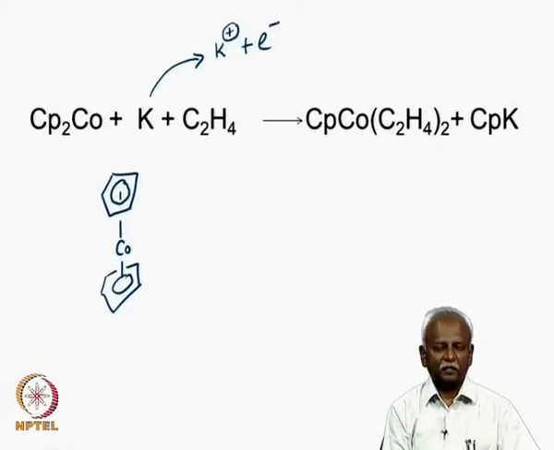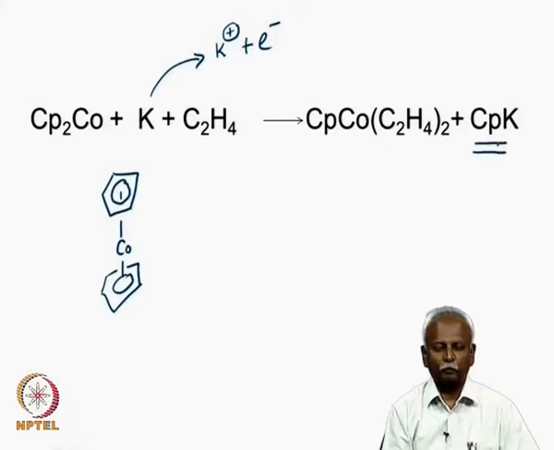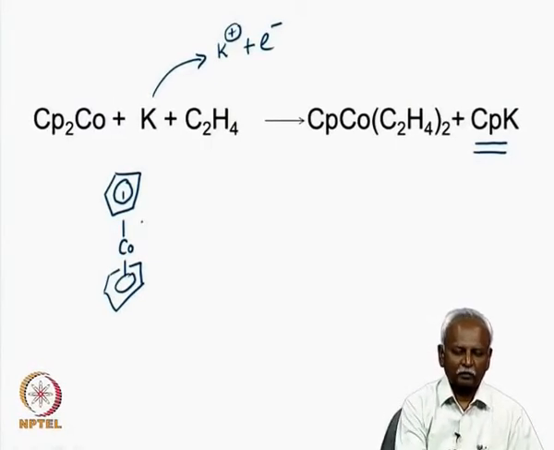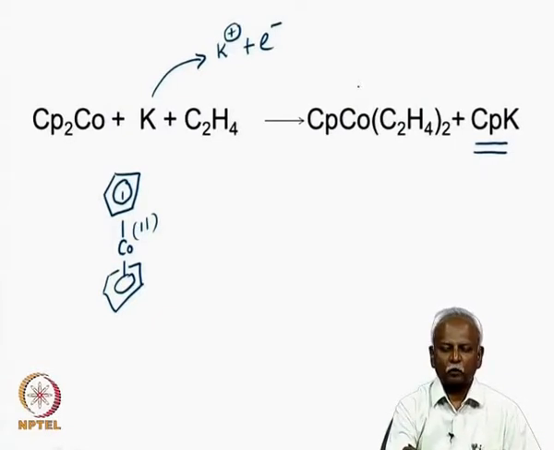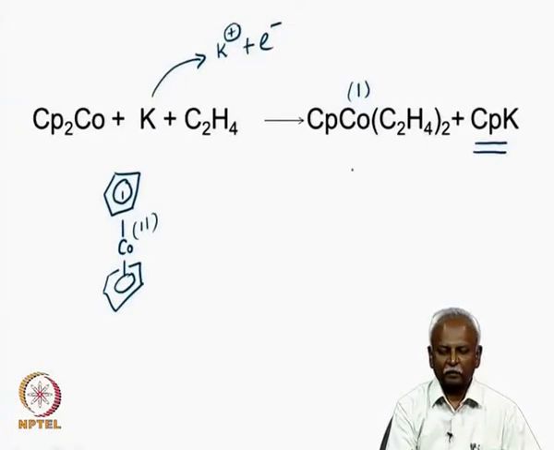What it does is that it liberates cyclopentadienyl anion with potassium as the counter ion, and during this process cobalt, which is present in the +2 oxidation state, gets reduced to cobalt 1, and the cobalt 1 is now coordinated to 2 ethylene molecules which are in the reaction medium.